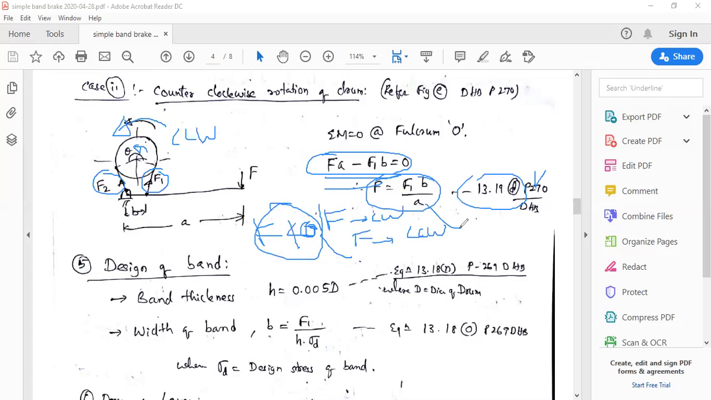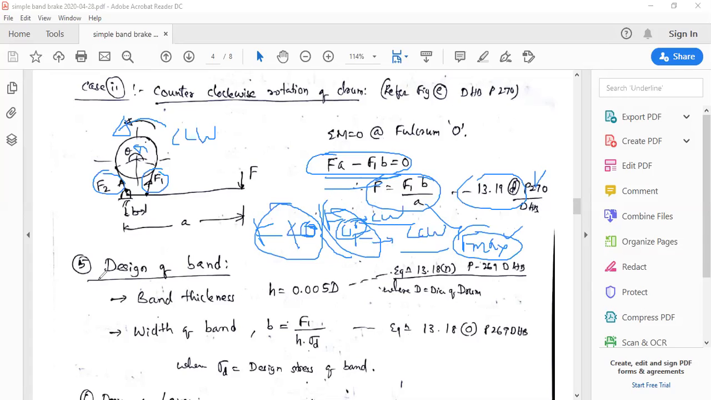Out of these two F values, the maximum value is to be selected, either F for clockwise or F for counterclockwise, whichever is the maximum. That is to be treated as F max. This is the value that we have to use in the rest of the equations.